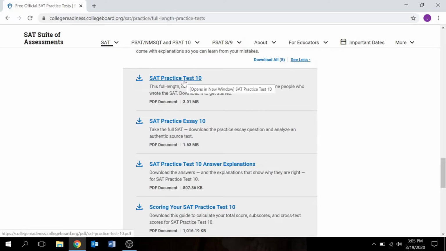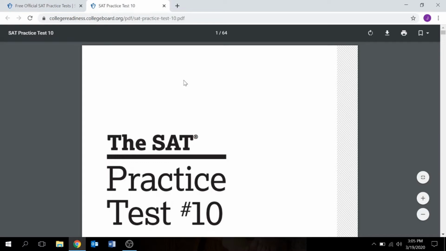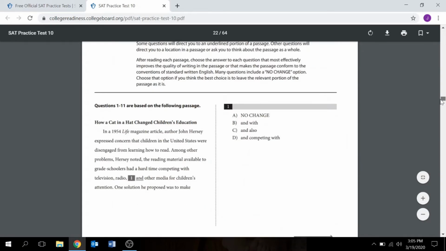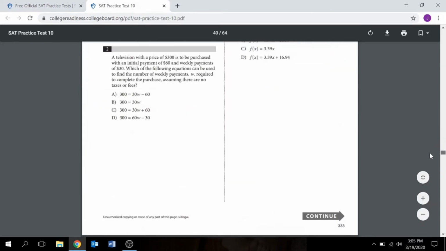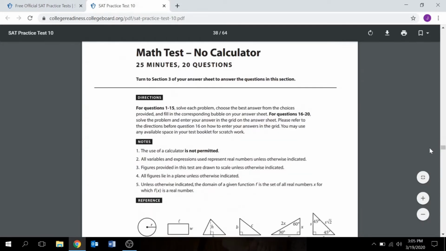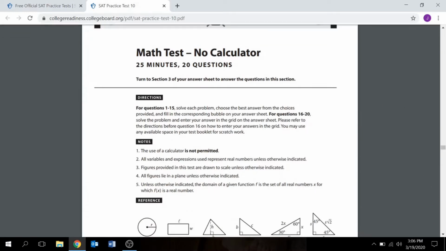To get the actual test ahead of time and try these on your own, you would click this button, and there's the whole test. In this video, we're going to do the math no calculator. I think it's test number 3, starting here on page 38. There's about 20 questions. Try them on your own, see what you can do, and then check back with this video.